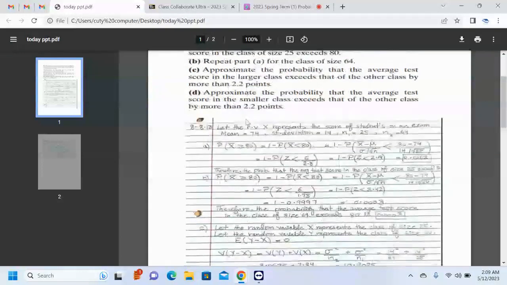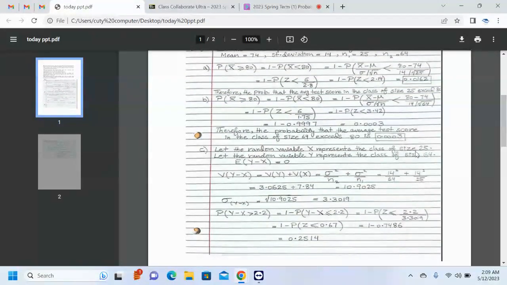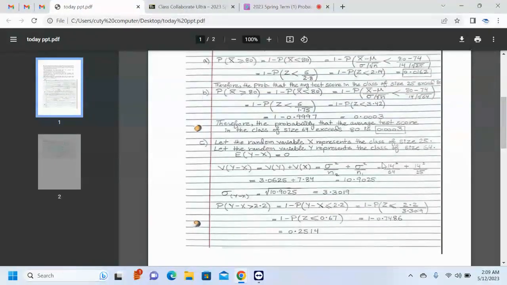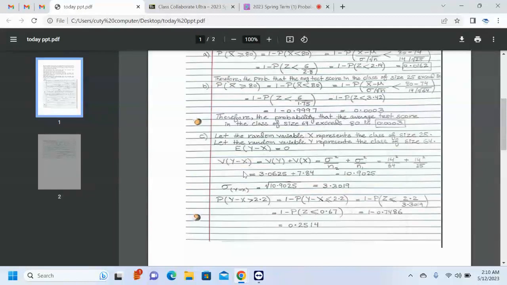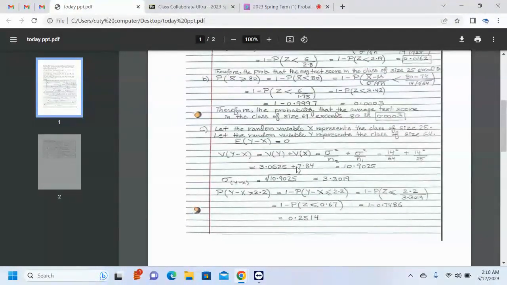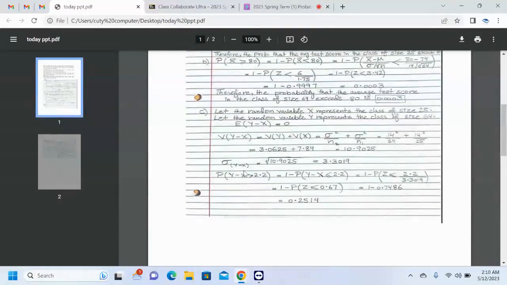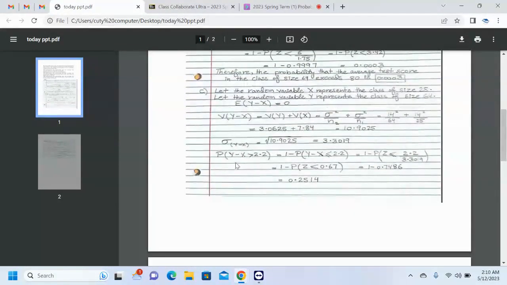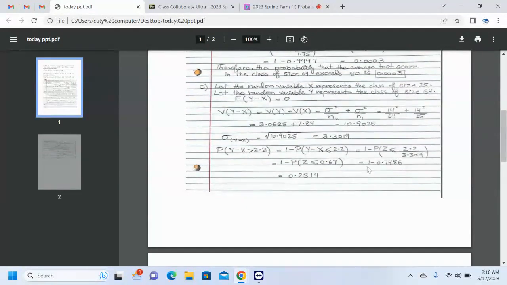For part C, approximate the probability that the average test score in the larger class exceeds that of the other class by more than 2.2 points. Let the random variable X represent the class of size 25 and Y the class of size 64. The expected value of Y minus X is equal to 0. We implement the formula sigma squared over n2 plus sigma squared over n1, putting in 14 squared over 64 plus 14 squared over 25. After calculation, the variance of Y minus X is 10.9025. So sigma of Y minus X is the square root of 10.9025, which is 3.3019. So P(Y minus X greater than 2.2) equals 1 minus P(Y minus X less than or equal to 2.2).